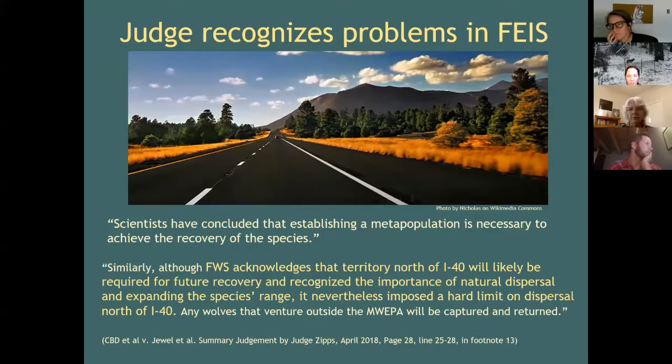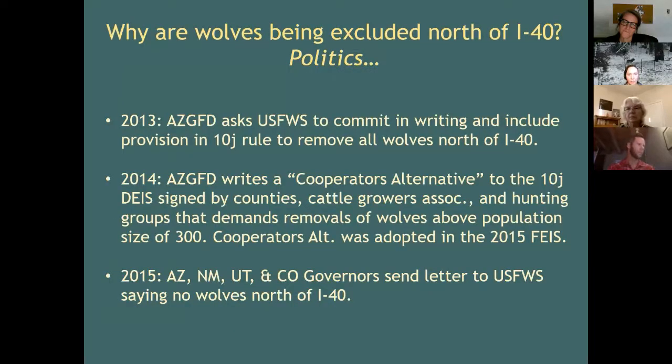So this is something the judge recognizes, and we recognize as well, that this is just a completely arbitrary boundary for wolves that makes no sense, especially for an endangered species, but also for an animal that can range over such long distances. And so it's very easy for Mexican wolves to have 250 square miles as an average home territory, and dispersing wolves can easily move up to 500 miles. So this boundary just makes no sense.